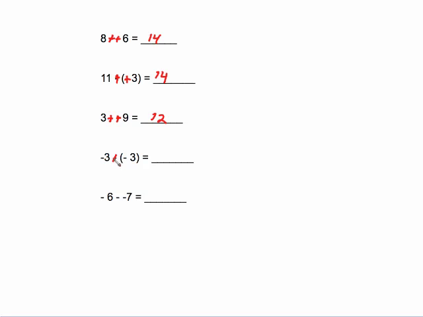Keep, change, change. This is a negative 3 plus a positive 3. Those are going to cancel out, and we get 0. Keep the negative 6, change, change. Negative 6 plus 7 is 1.